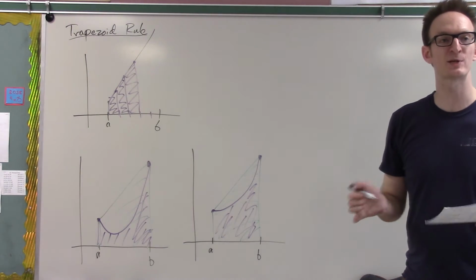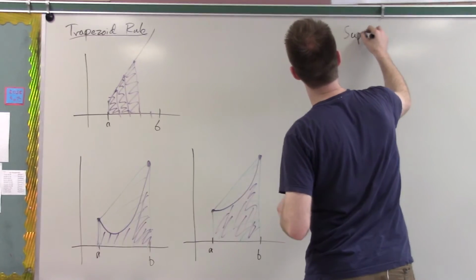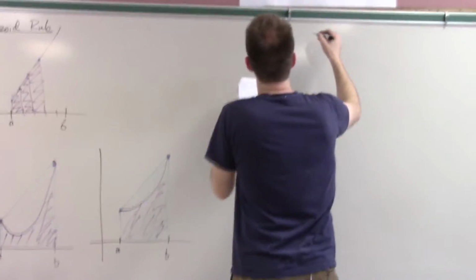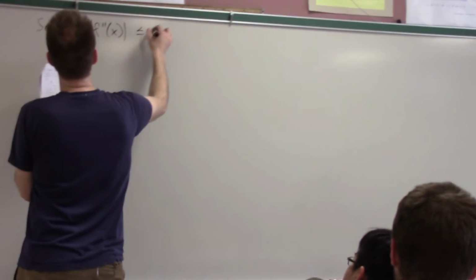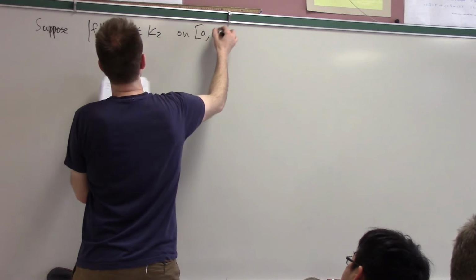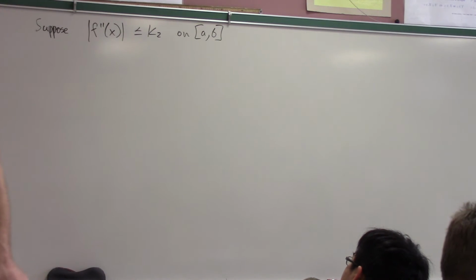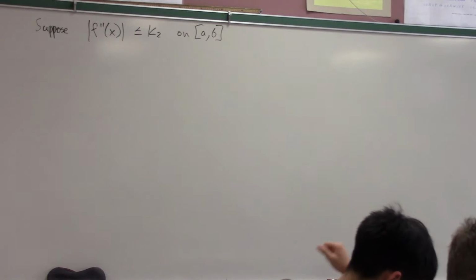Okay, so for our analysis of the trapezoid rule error bound, what we are going to do is put a cap on the second derivative. Okay, so let's just begin. Suppose that the second derivative is guaranteed to be less than or equal to k2 on the interval AB. So let k2 be an upper bound on the second derivative. Okay. What kind of behavior will produce the most error?